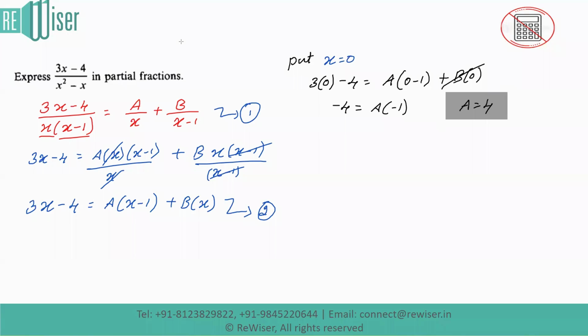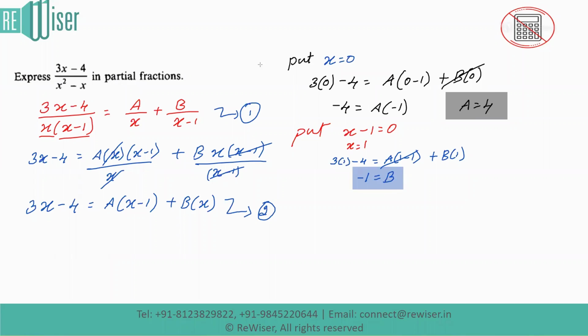Similarly, if I put the other linear factor, x minus 1, to 0, I get x as positive 1. If I substitute x as 1 in equation 2, I get 3 times 1 minus 4 equals A times (1 minus 1) plus B times 1. 1 minus 1 is just 0, so 3 minus 4, which is minus 1, equals B. This is the value of B.